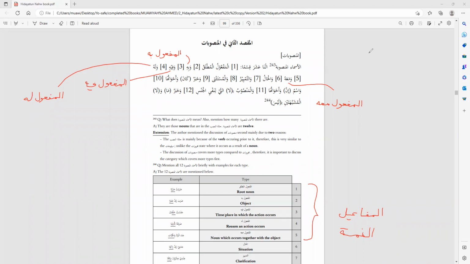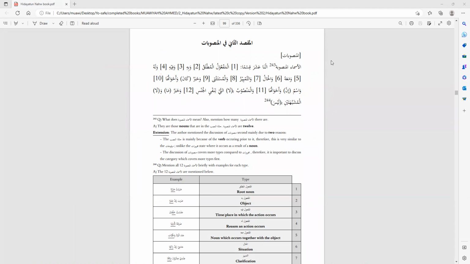Wal mansubu bila allati li nafi al-jinsi. And also the mansub, the noun which is given halatun nasab because of a la li nafi al-jins. La rajula. وخبر ما ولا المشبهتين بليس, and the khabar of ma and la which is similar to laysa. Any questions? No. Okay, moving on.